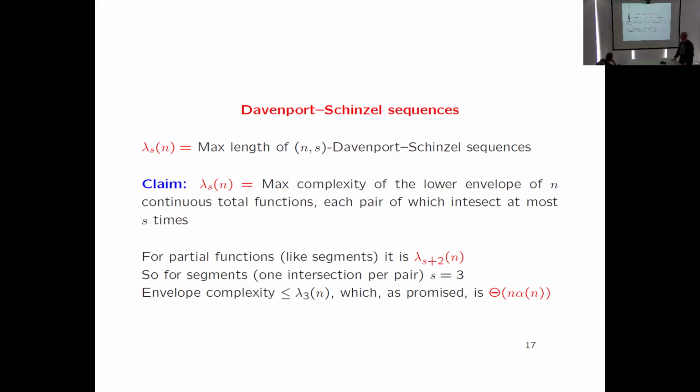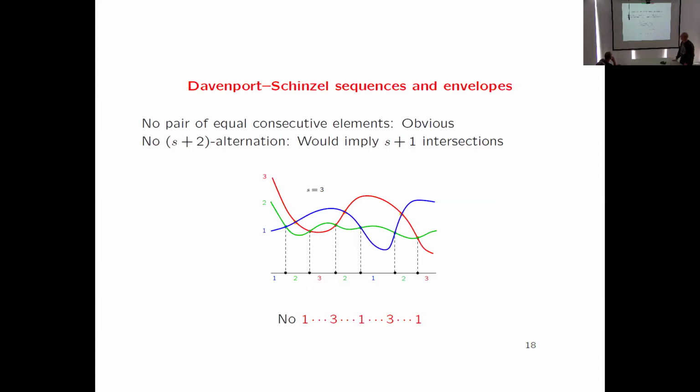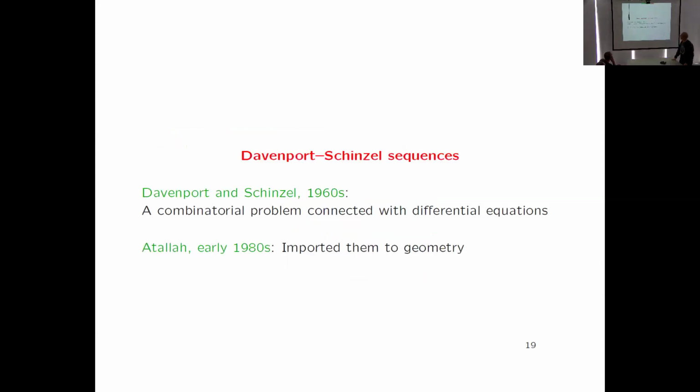Now you may object because segments do not intersect at 3 points, but only once. But if the functions are partial, you have to add 2 to the index because the endpoints allow you to get 2 extra alternations. Anyway, let me skip this to illustrate why it is really equivalent. It's not difficult, but there is not much time. It's called Davenport-Schinzel.